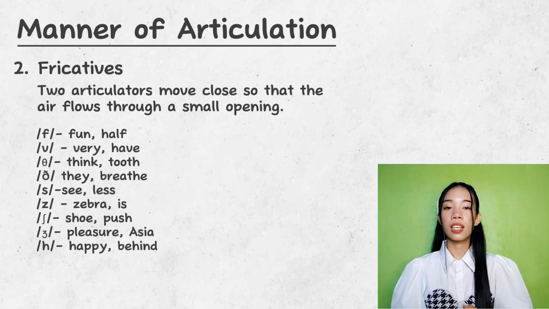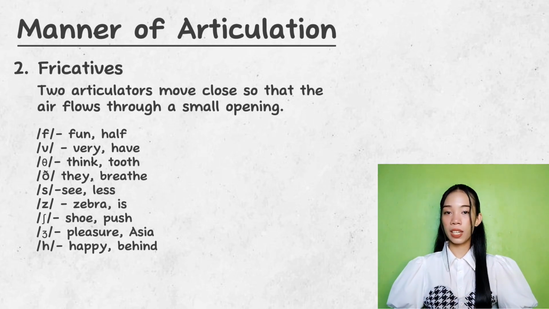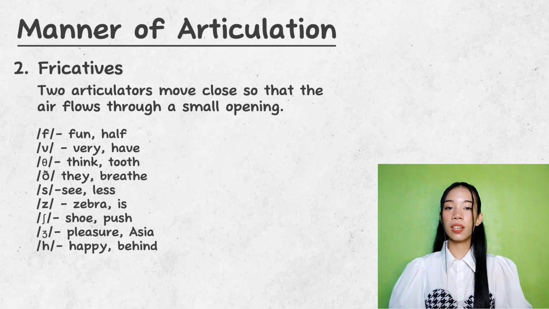Then we have S in see or less, Z in zebra or is, and then we have sh in shoe and push, and zh in pleasure and Asia. And last but not the least, we have H in happy and behind. So we have 9 fricatives in English. This is the biggest group actually of sounds.